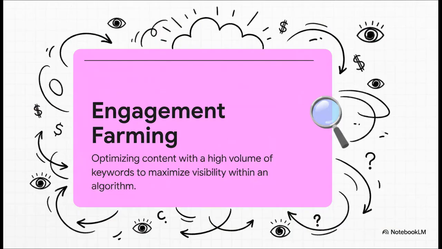So how do they get so many eyeballs on this thing in the first place? Well, one of the techniques is something called engagement farming. If you were to look deeper into the video's description, you'd find a gigantic wall of tags and keywords. This isn't just for decoration. It's a very deliberate strategy to make the video pop up in as many search results as possible. It's designed to catch anyone who's looking for pretty much anything related to making money online.